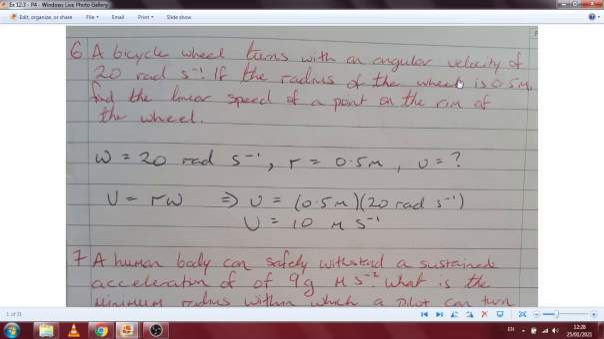Question 6 then, a bicycle wheel turns with an angular velocity of 20 radians per second. If the radius of the wheel is 0.5 meters, find the linear speed of a point on the rim of the wheel. So again, the fact that it says on the rim of the wheel is very important, so we know it's on the outside of the wheel, and that is going to be the full radius away. So the radius of the wheel is 0.5 meters.